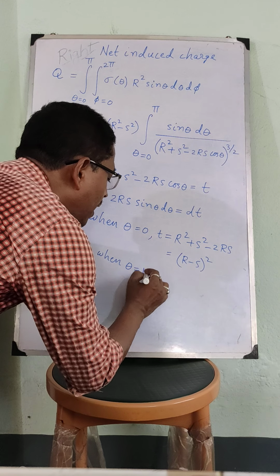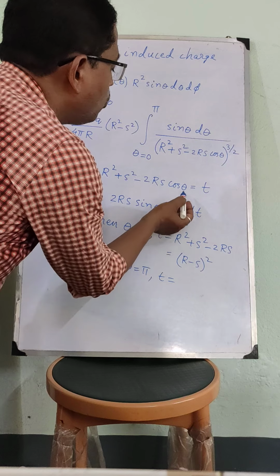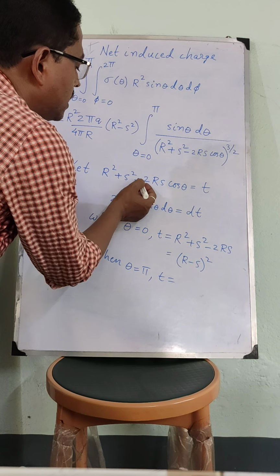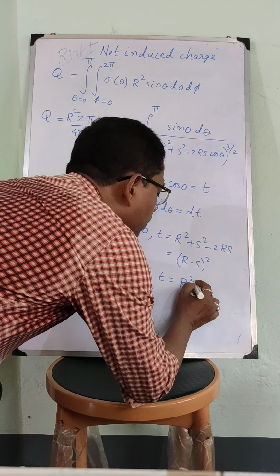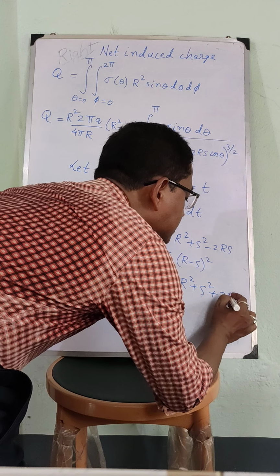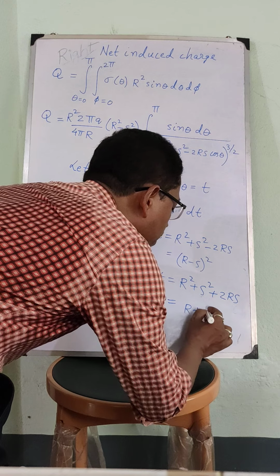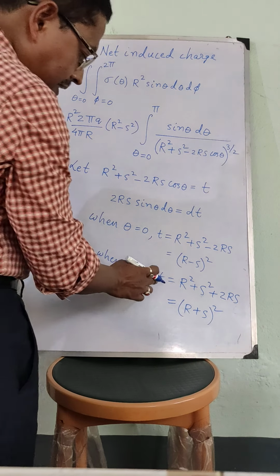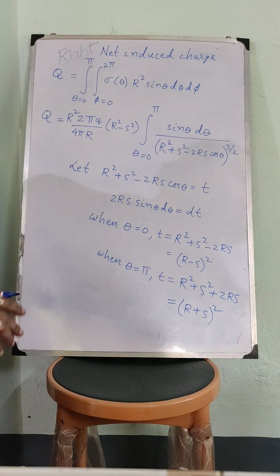When theta is equal to pi, cos pi is minus 1, so that minus and this minus will make it plus, so we will have r square plus s square plus 2rs. So this is nothing but r plus s whole square. Okay, so this is the upper limit and this is the lower limit.